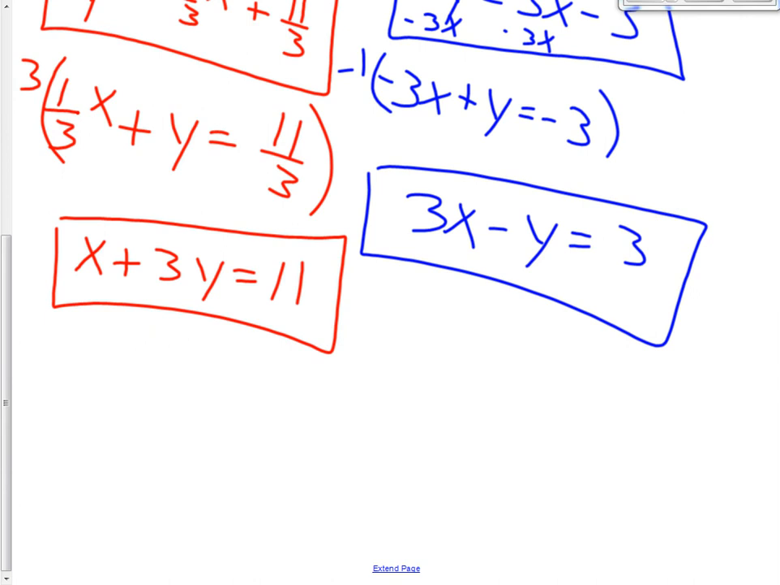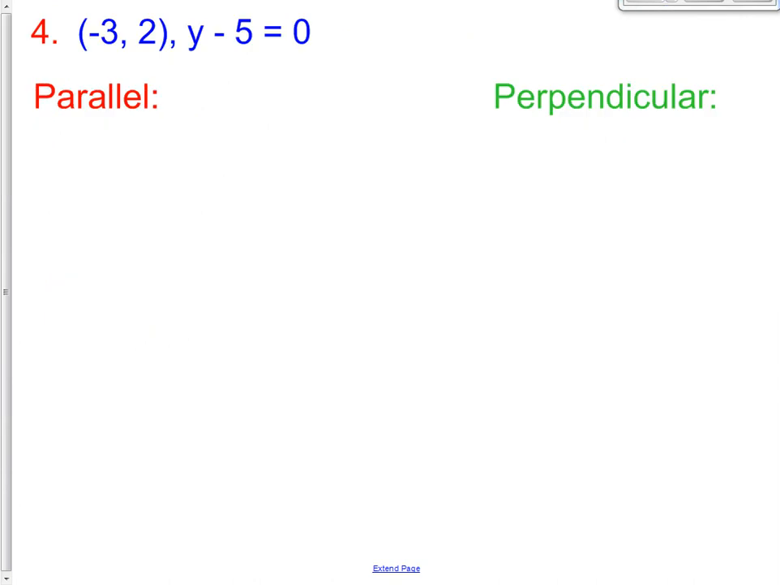Problem number 4, slightly tricky. Let's go through it all in class together. We have a line of y minus 5 equals 0, and we want a parallel line that goes through a negative 3, 2, and we want a perpendicular line.